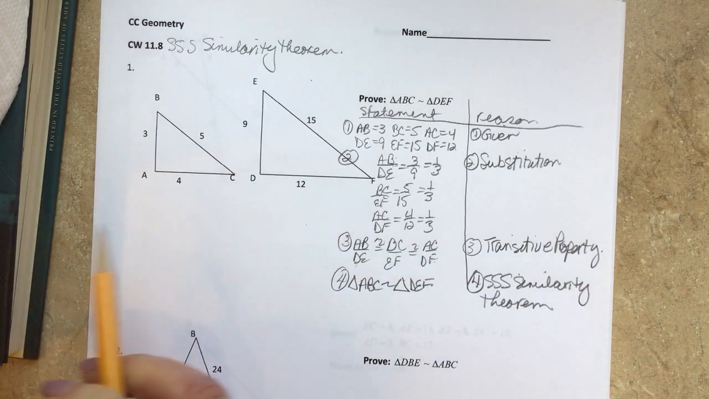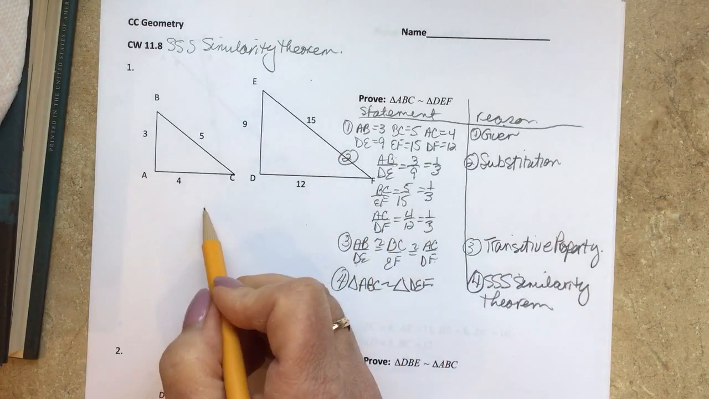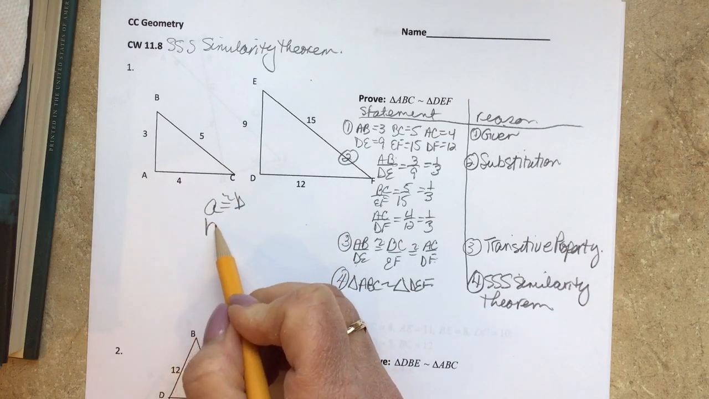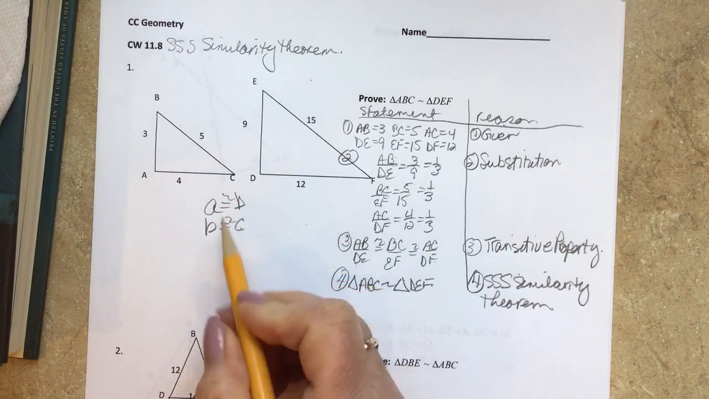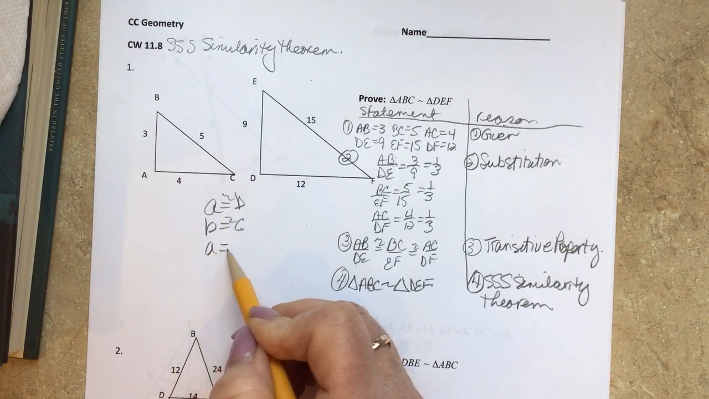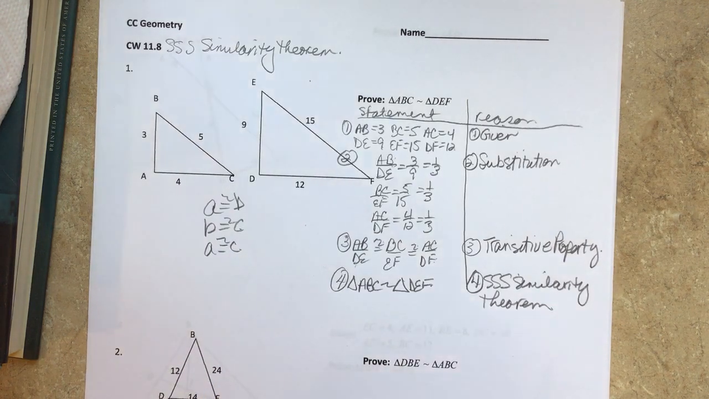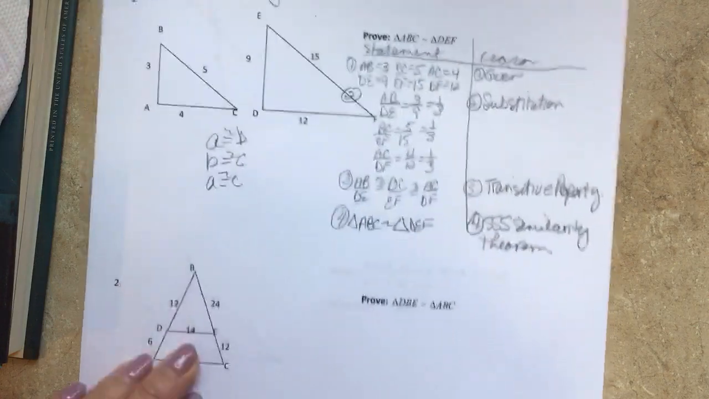Okay, just to review the transitive property real quick, if I tell you that A is congruent to B and B is congruent to C, you can tell me that A is congruent to C. It just makes sense. Okay, and I'm going to slide it up.